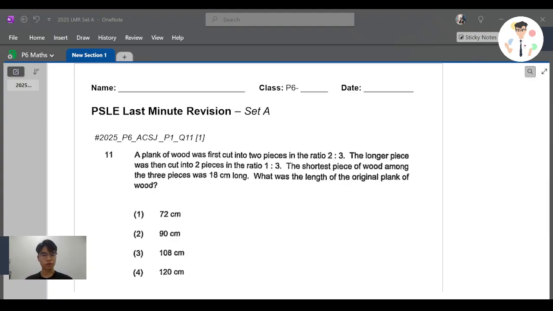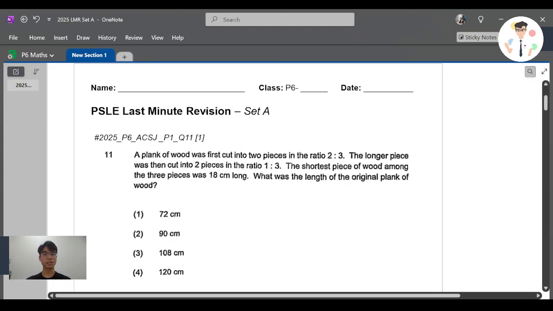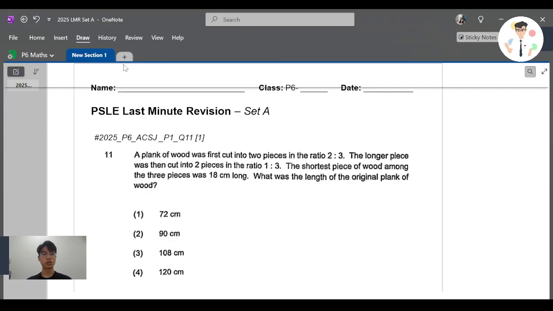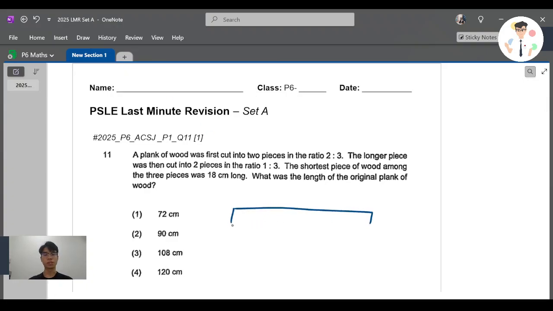So the first question is from SCSJ, paper 1, question 11. Here it says that a plank of wood was cut into two pieces in a ratio of 2 to 3. Basically, you can just assume that this is the wood. Now, I cut it into two pieces in a ratio of 2 to 3, which basically means that I need to cut it into 5 units. So 1, 2, 3, 4, 5. And I know the first 2 units belong to the first piece, and the second one will be here.